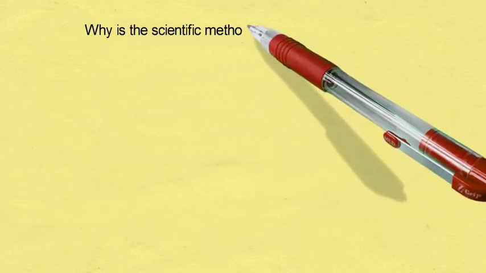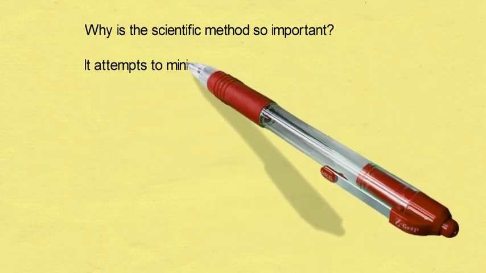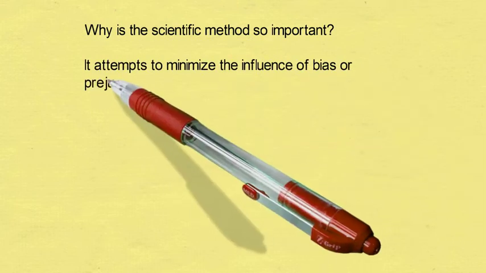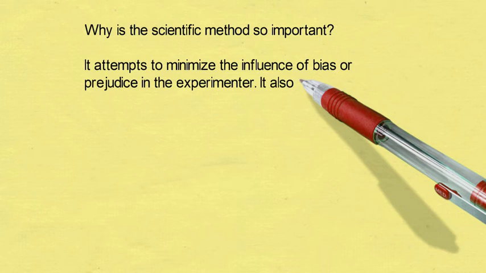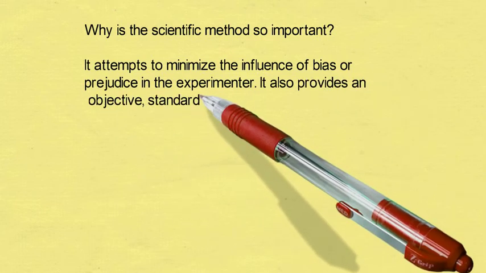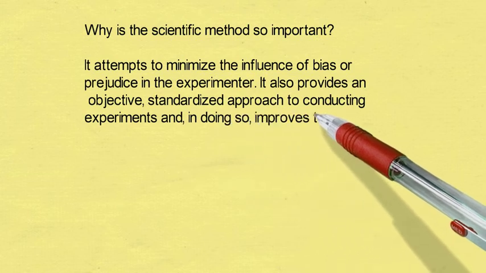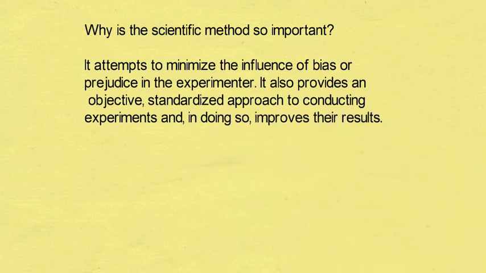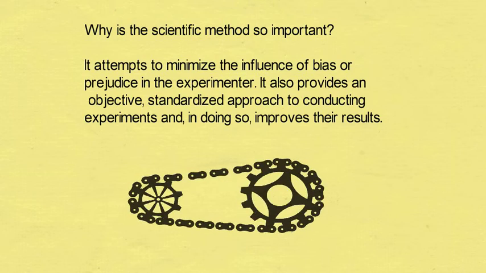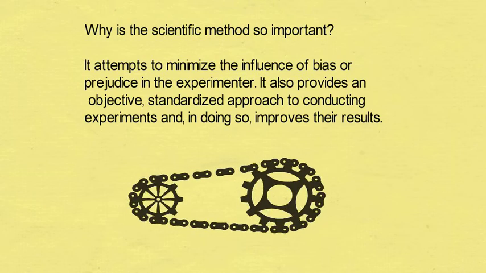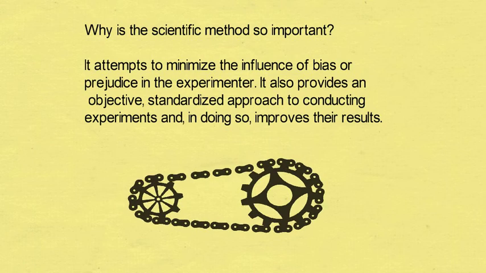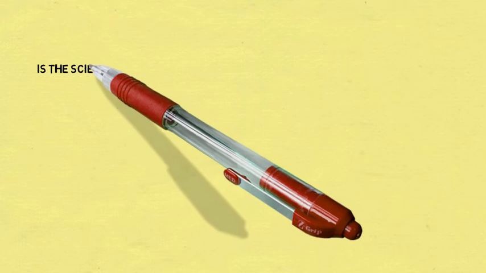Why is the scientific method so important? It attempts to minimize the influence of bias or prejudice in the experimenter. It also provides an objective, standardized approach to conducting experiments. In doing so, it improves the results. So basically, every party who does an experiment has guidelines that someone else could follow, also do it, and take the experiment further along, asking new questions.